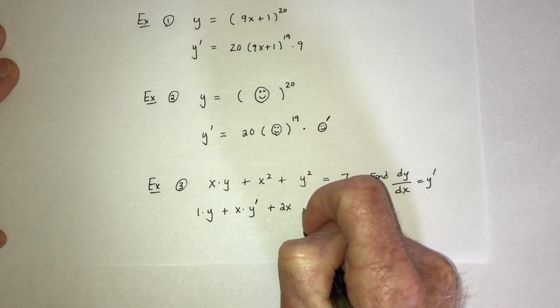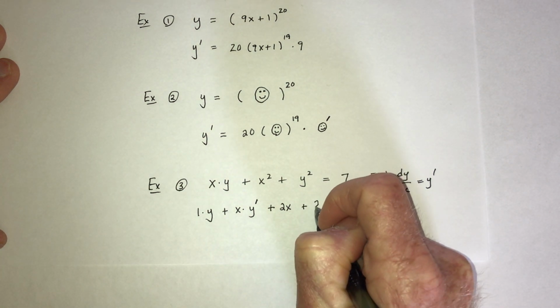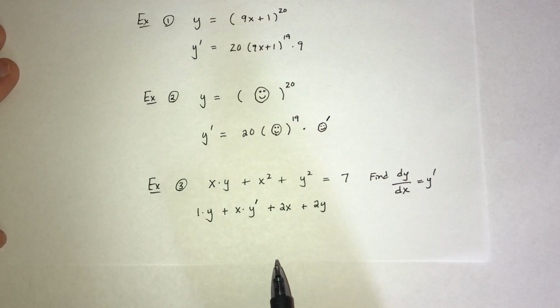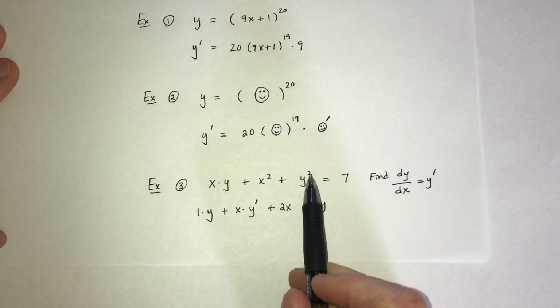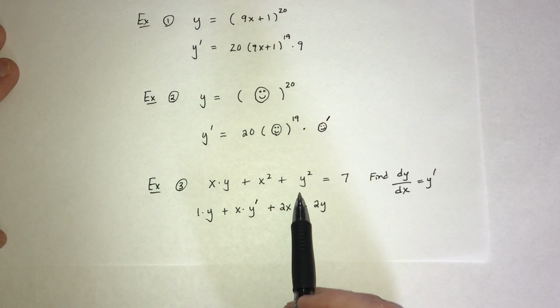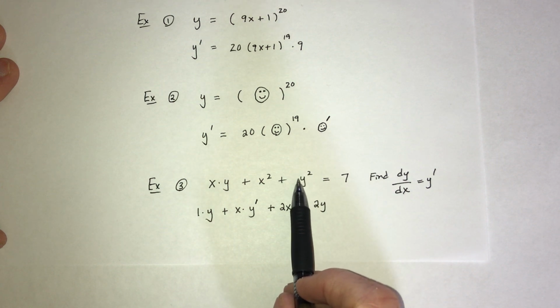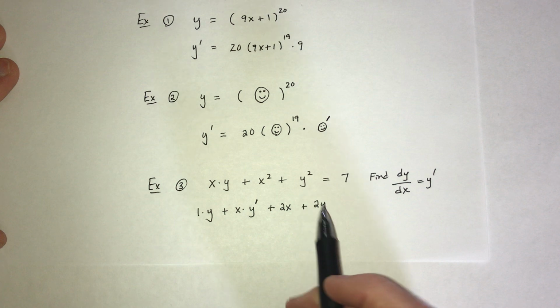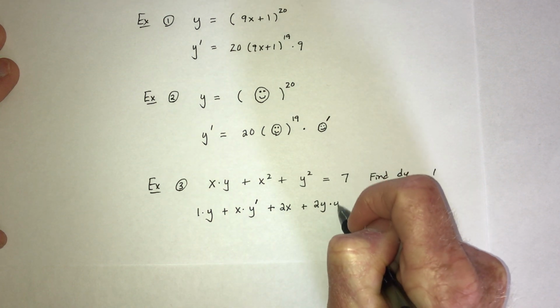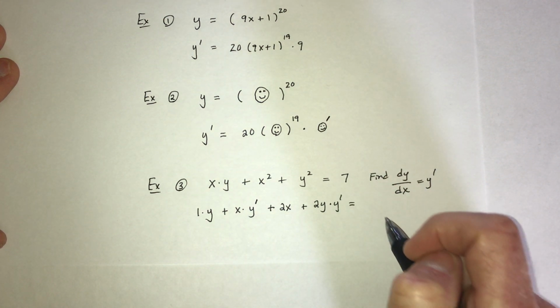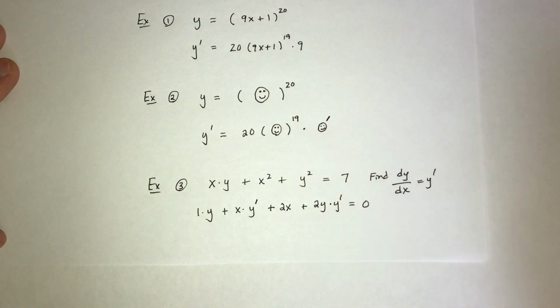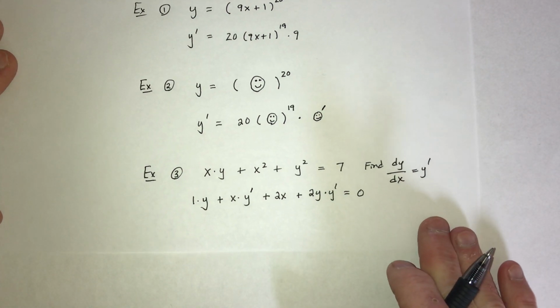What about the y squared? Well, you do the same thing with the power rule, but then, just like with this happy face, you also have to take the derivative of what's inside the square function. And what's inside is y, so then you need to multiply by y prime. And on the right side, the derivative of 7 is 0.